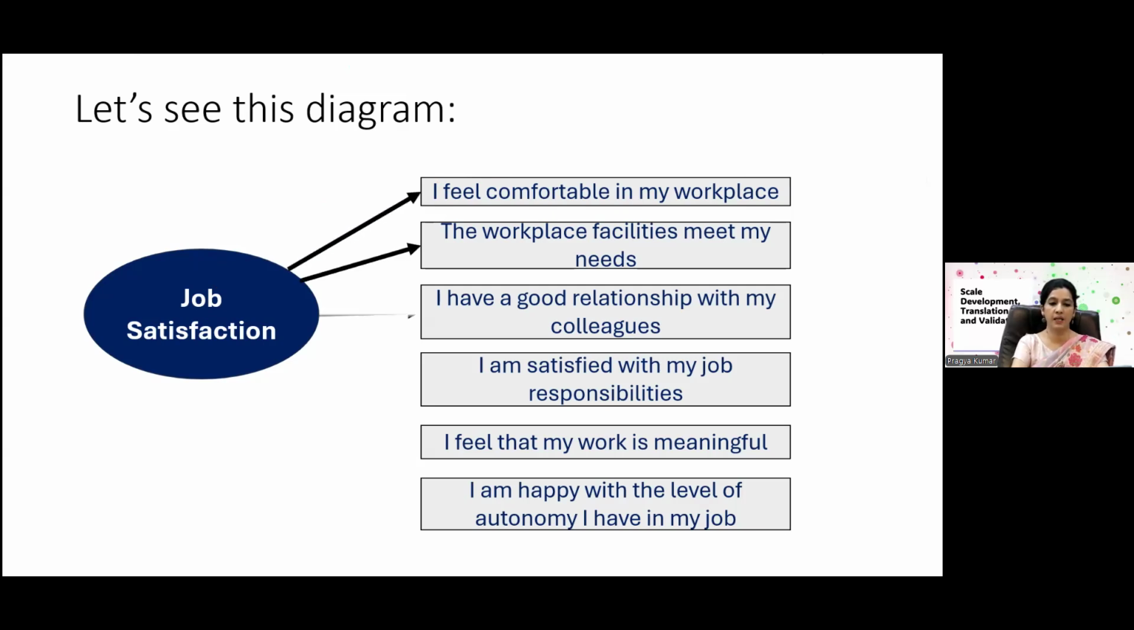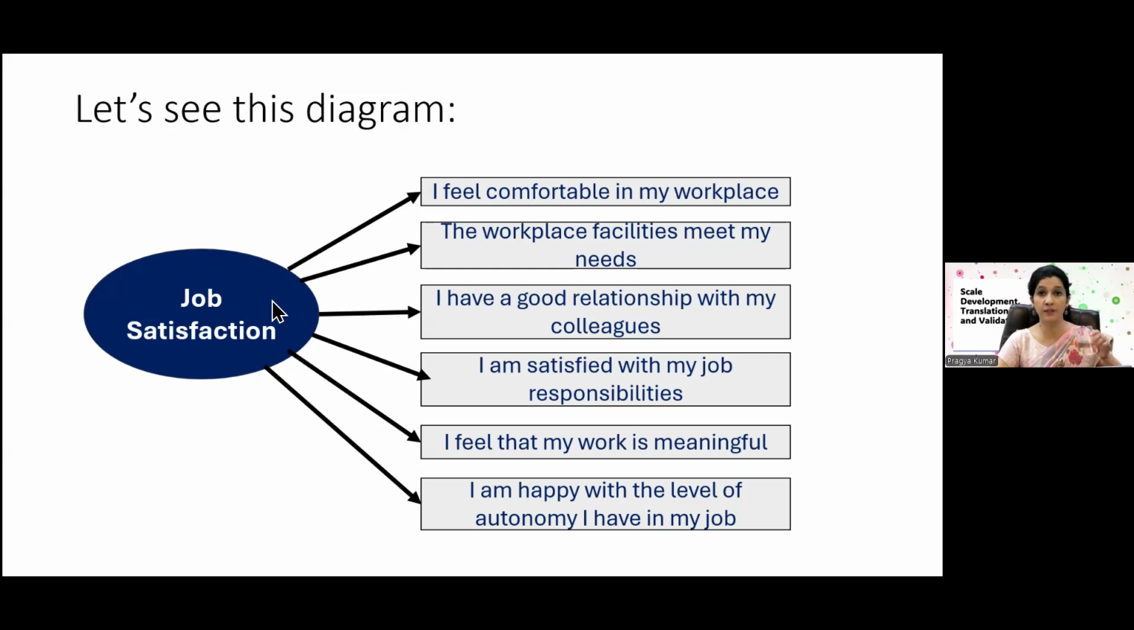Why? Because this is a theoretical construct. Job satisfaction is something abstract, and we are trying to measure it through these items. So we have generated these items. Definitely, we are measuring this; they are the direct measurement tool for us. But ultimately, they are getting affected by job satisfaction. So job satisfaction is a type of theoretical construct affecting all the items. So which type of model is it? It is a reflective model.